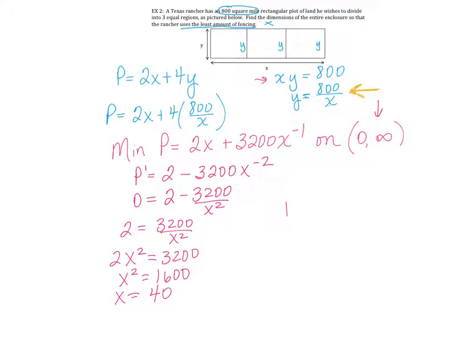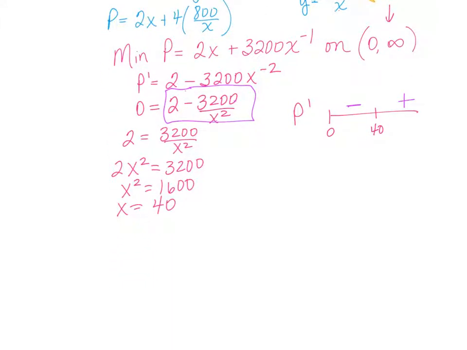Now, I tend to double check that my derivative, if I'm minimizing, should go negative to positive. Sometimes that helps me make sure that I have the right number. That should be a 40, not a 400. So let's put a number into P prime. I'm going to look at it in this form right here. If I put a number in like 1, well, gosh, 2 minus 3,200, that's going to be negative. And if I put a number in like a billion, 3,200 over a billion squared, well, that's going to be really close to 0, so it's going to be positive, so I'm looking pretty good.